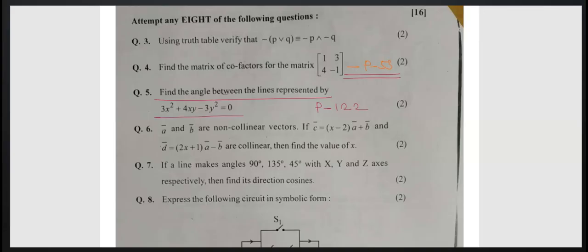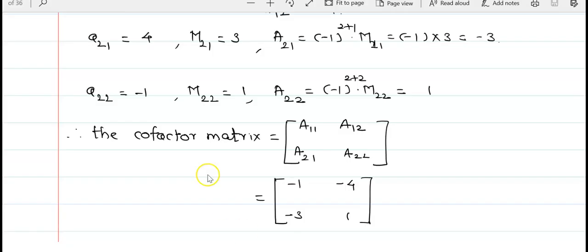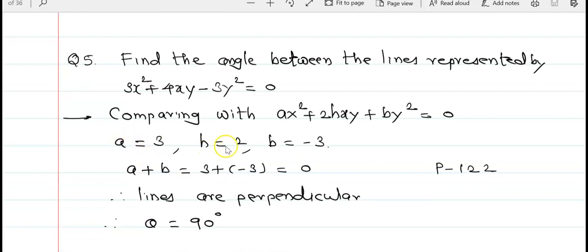Therefore, theta is equal to 90 degrees. We will again see the answer of this question. Comparing with the value of a plus b is equal to 0, the lines are perpendicular. Yes, this is on page number 122. Now the next question.